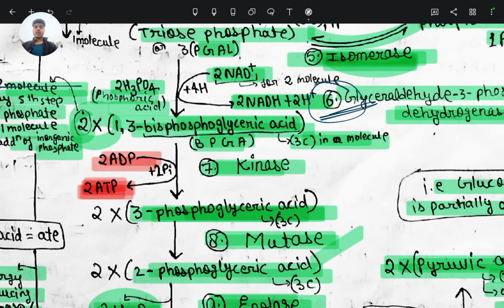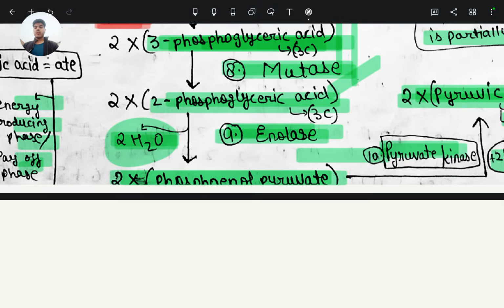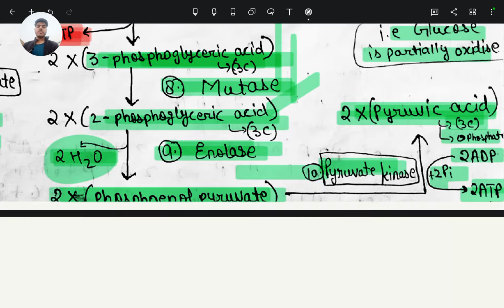Then at the sixth step, 2 NAD plus convert to 2 NADH, from 1,3 bisphosphoglyceric acid. Now at the seventh step, 1,3 bisphosphoglyceric acid releases 2 ATP and forms 2 molecules of 3 phosphoglyceric acid. Then from 2 molecules of 3 phosphoglyceric acid, 2 molecules of 2 phosphoglyceric acid, then 2 molecules of phosphoenol pyruvate. At the 10th step, pyruvate kinase enzyme helps in changing phosphoenol pyruvate to pyruvic acid, and here at the 10th step 2 ATP is formed.